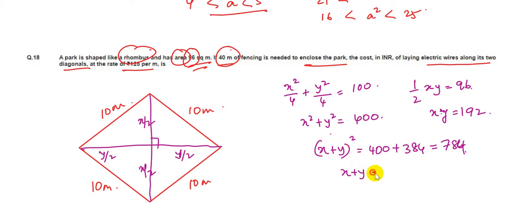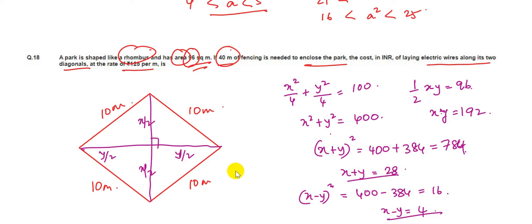So x plus y is 28, and (x minus y) whole square will be x square plus y square minus 2xy. That would be 400 minus 384, that's 16. So x minus y will be 4. So we solve for x plus y is 28, x minus y is 4, that means 2x is 32, x is 16, and y would be 28 minus 16, which is 12. So the diagonals are of length 16 and 12.